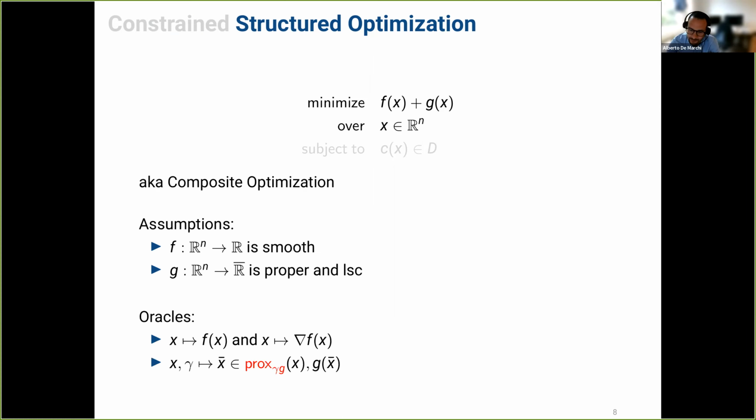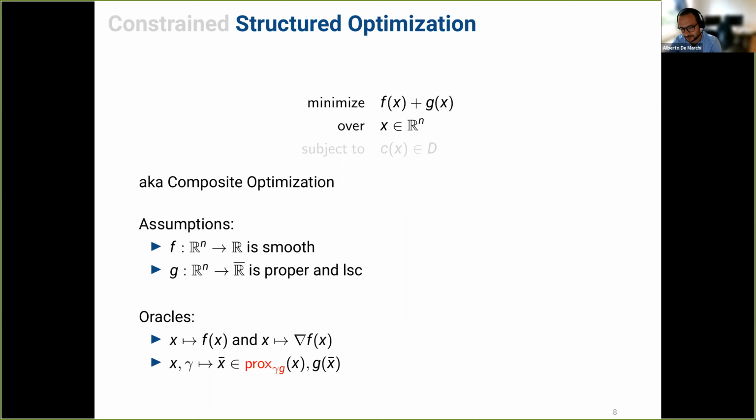Okay, and to solve this problem, I focus on some kind of oracles. So what kind of information do we get from the data we have, from f and g? We use the function values and the gradient of f. And for g, we don't have a derivative.